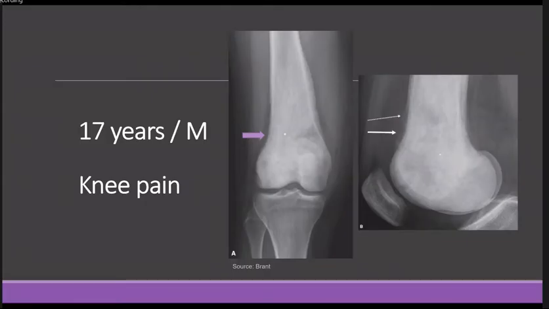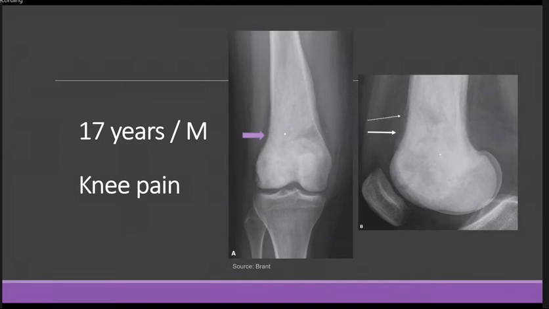Here is a 17-year-old male presenting with knee pain. So, given the location of the tumor, usually we would see this as a typical case, an adolescent with knee pain. And this can lead us to missing the diagnosis because we usually don't think of malignancy in otherwise healthy teenagers. So, this emphasizes the importance of imaging in these patients.